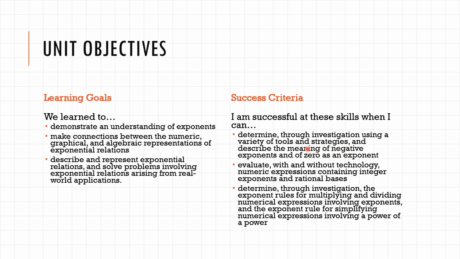We had to determine the meaning of negative and zero exponents. We evaluated exponents that have integer exponents and rational bases, so negative numbers in their exponents. We figured out what that means, as well as when the base is a rational number or fraction. We then determined the rules for simplifying exponents, like multiplying and dividing powers, and the rules involving a power of a power. And that was using the algebra of exponents, and from there we moved on to the graphs.